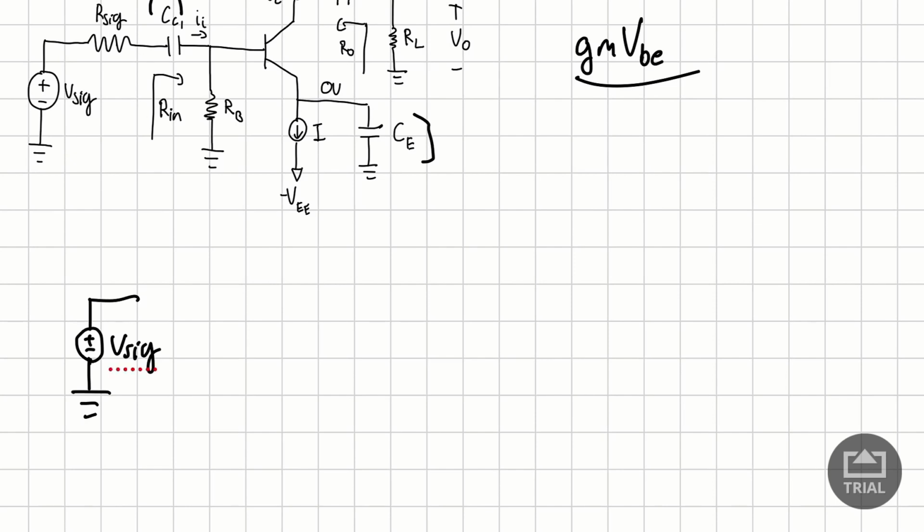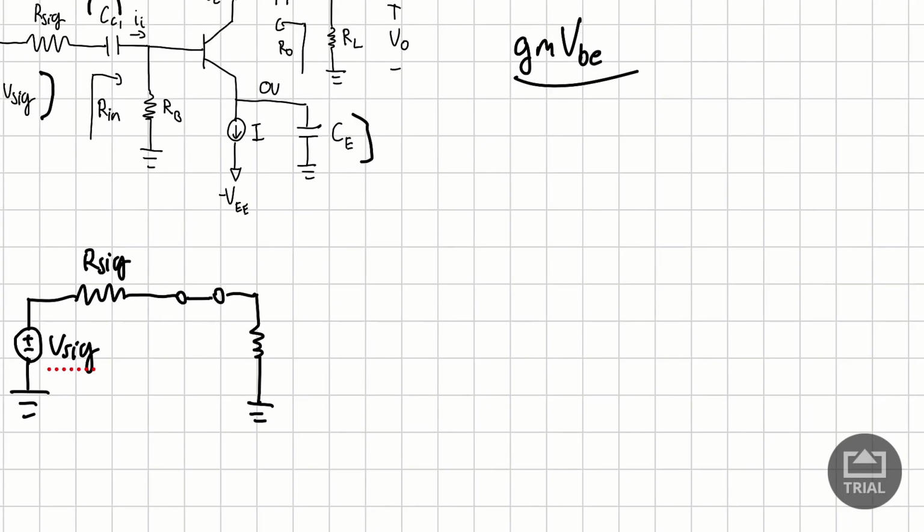So we're gonna have our VSIG. This is an AC supply. We're gonna have our resistor RSIG, and then this capacitor is gonna be shorted. And then we're also gonna have our RB, which is connected to ground. There we go. So RB.